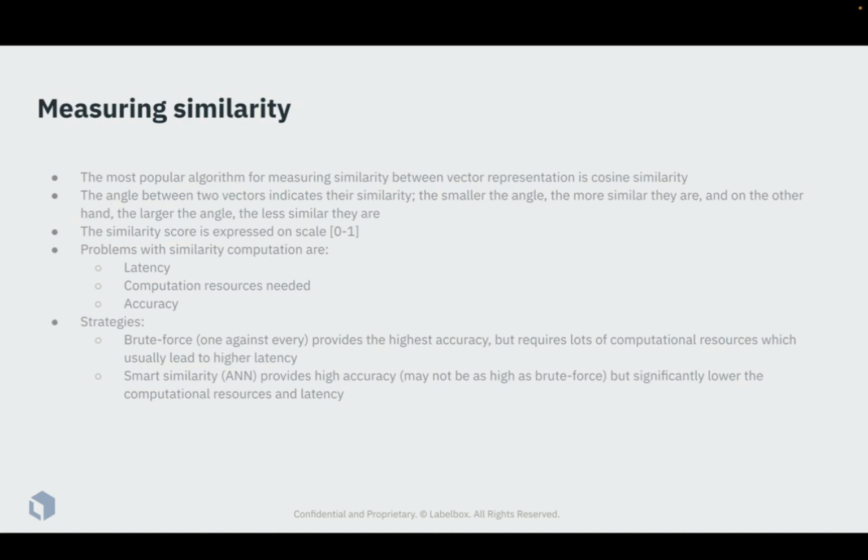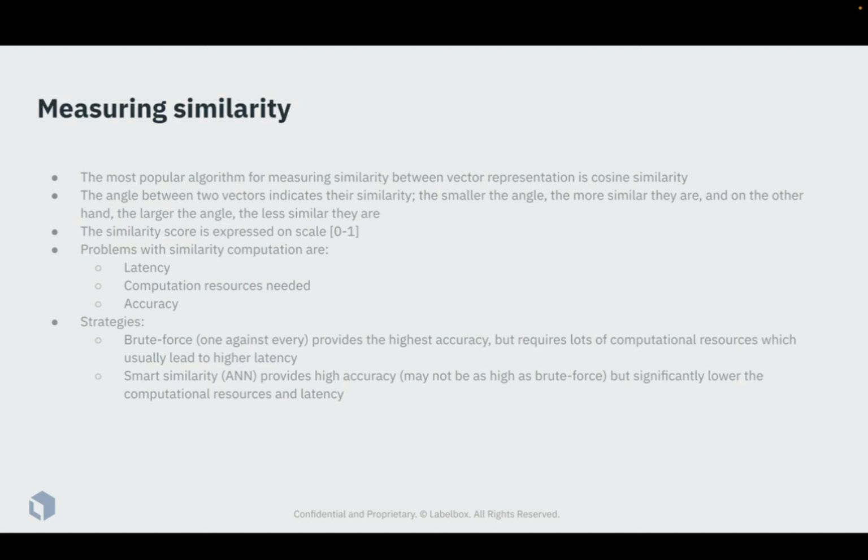The other strategy, which again has some pros and cons. It's up to you to decide to make the trade-offs. But it's kind of like smart similarity, usually powered by different variations of approximate nearest neighbors. And this one provides high accuracy, may not be as high as brute force, but this strategy significantly lowers down the computational resources and also latency.